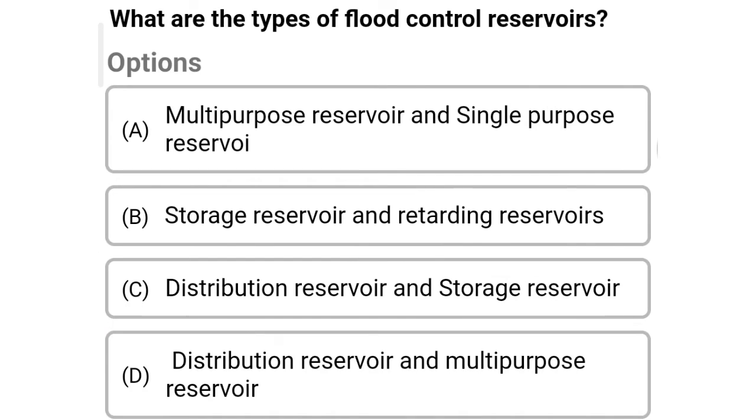So next question, what are the types of flood control reservoirs? Option A multipurpose reservoir and single purpose reservoir, option B storage reservoir and retarding reservoirs, option C distribution reservoir and storage reservoir, option D distribution reservoir and multipurpose reservoir. So the correct answer is option B storage reservoir and retarding reservoirs.